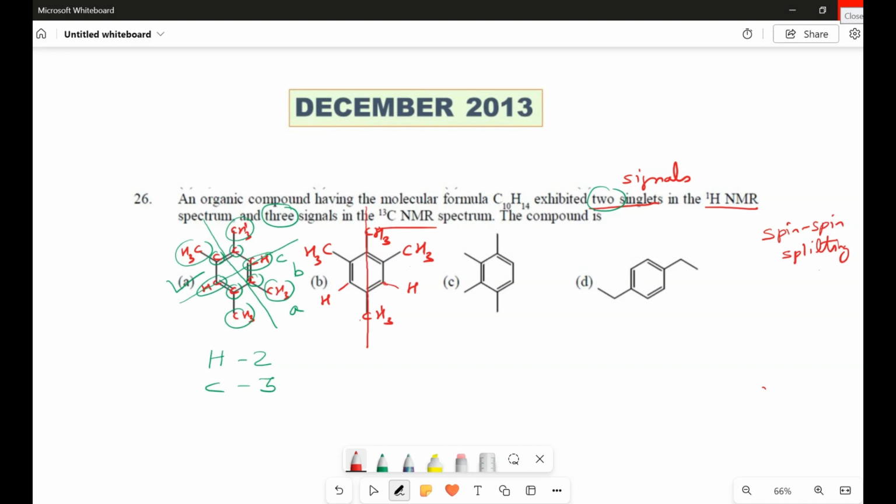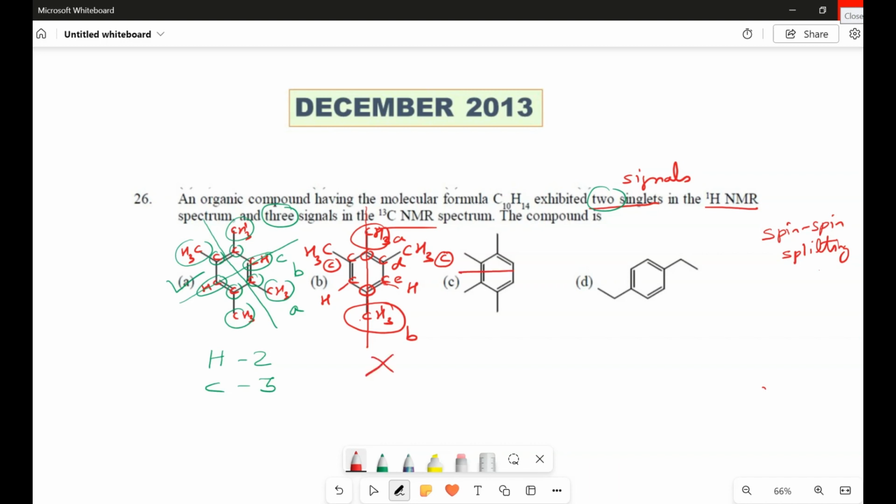So now you can see that this CH3 has two CH3 in the ortho position, but this CH3 does not have that. So this will give you A signal, B signal. And these two lie on the mirror plane, therefore they'll give the same signal. So C carbon, C carbon. Now the carbon here will be D carbon, and the carbon here will be E carbon. And this carbon will be F and G. So I have a lot of carbon signals. So this is not the right answer.